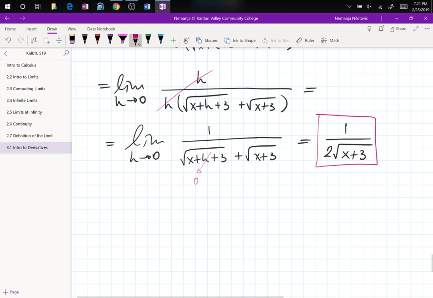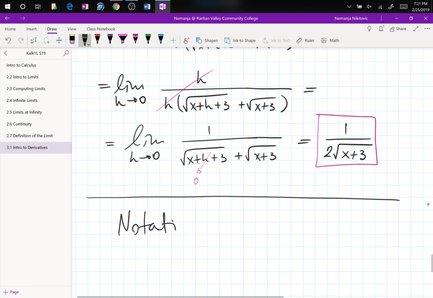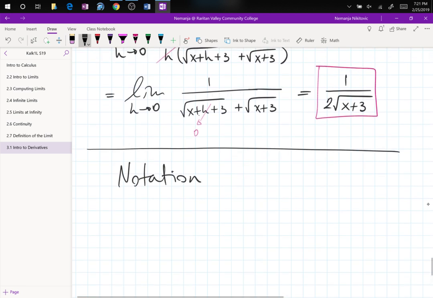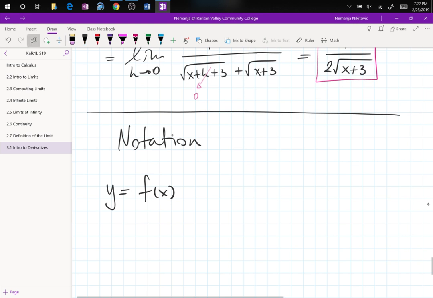So the rest of this is notation. So, notation. y is equal to f of x. That's your pre-calculus. And now you can write y prime is equal to f prime of x. So that's the function. And that's the derivative.